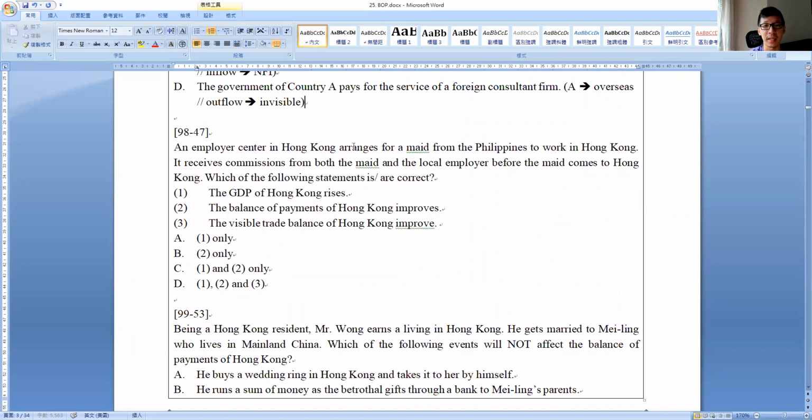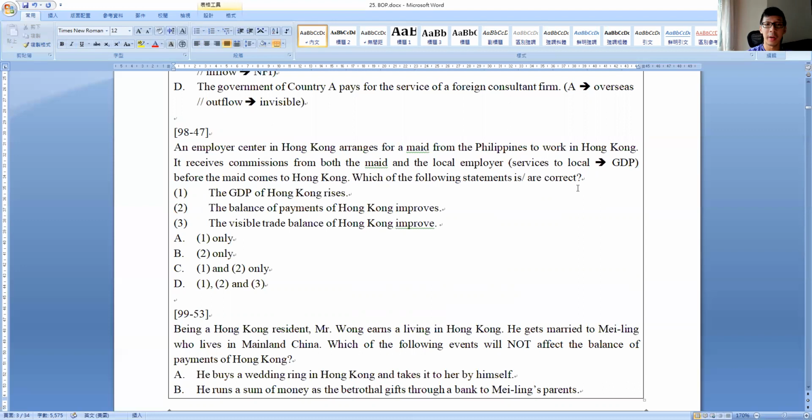Alright, next one. An employment center in Hong Kong arranges for a maid from Philippines to work in Hong Kong. Here, important, it receives commission from both the maid and the local employer. Think about it. Here, the part the company receives from the local employer would be a service provided to local people. A provision of service to local. What does that mean? It would be counted in GDP. So it is counted in GDP, as GDP for providing service to local people. So this would be a GDP item.